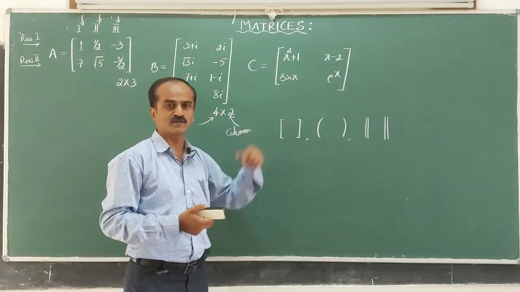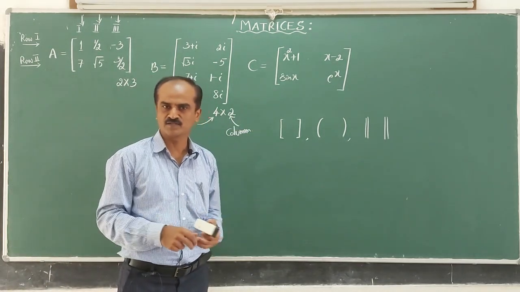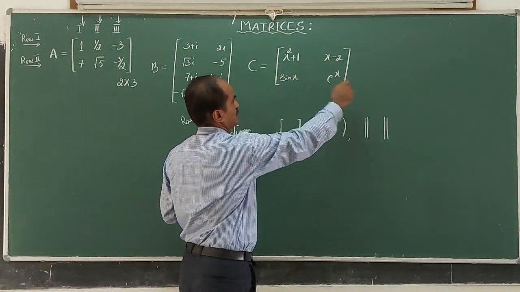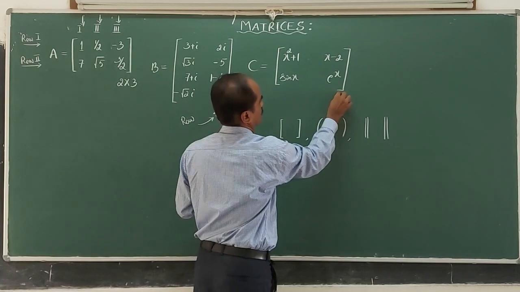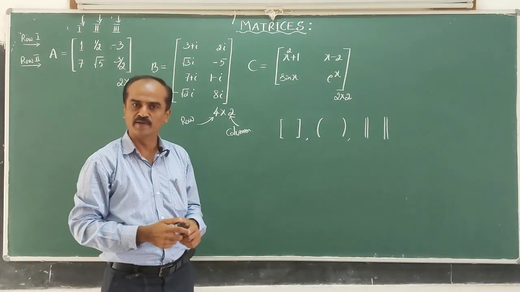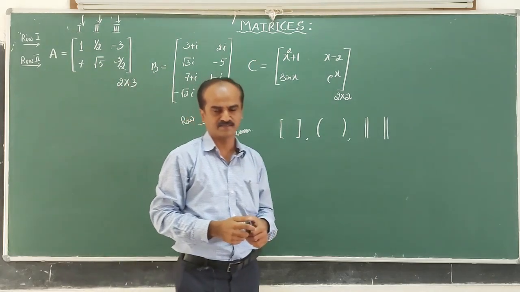What about the order of this matrix? Count how many rows and columns are there. It is very clear, it contains only 2 rows and 2 columns. Therefore, the order of the matrix is 2 cross 2 or 2 by 2. I hope it is clear.